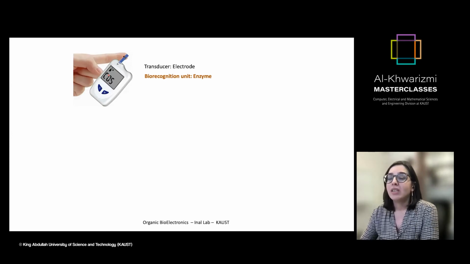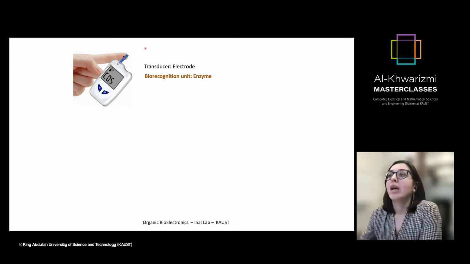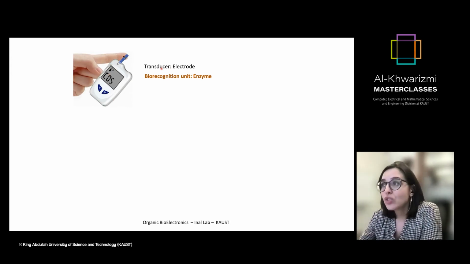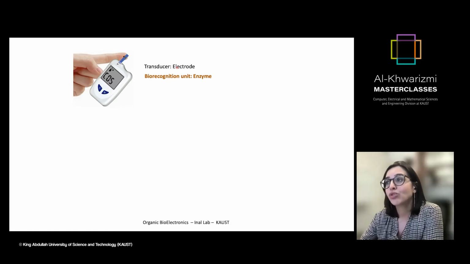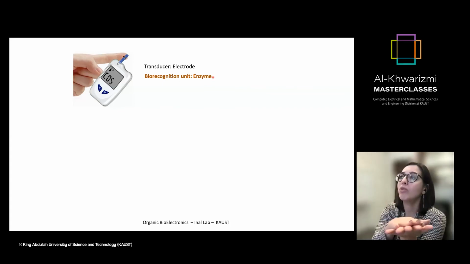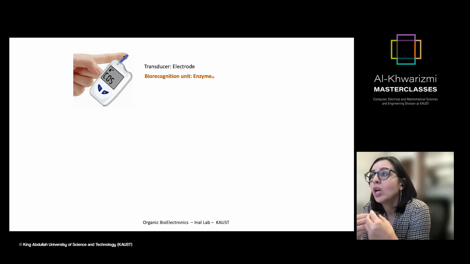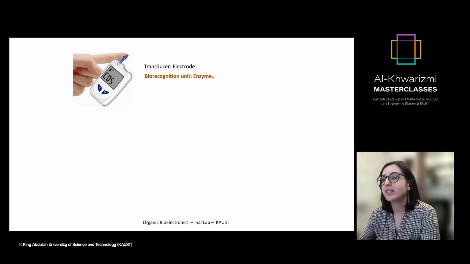Now, this is a typical electrochemical glucose sensor that you can find in pharmacies. If you open this box, what you will see is a transducer, typically an electrode or a transistor, and a biorecognition unit. This is the enzyme, the protein that is specific to glucose. So this enzyme is integrated on top of the electrode, and it is used when we want to detect glucose using electrical signals.